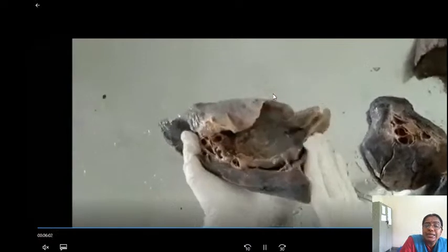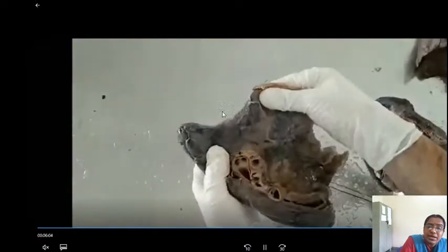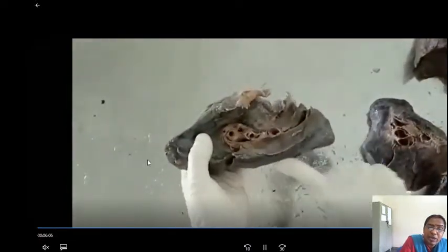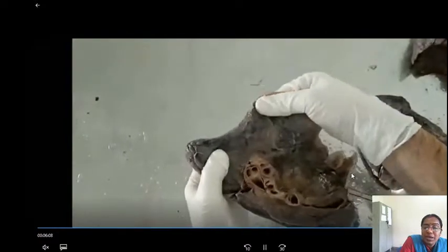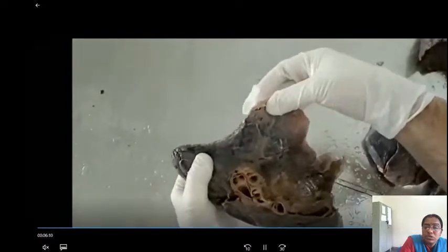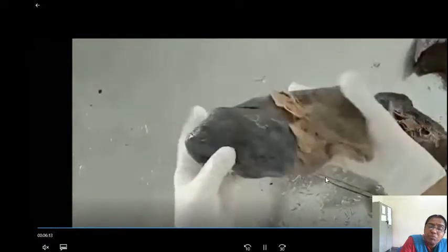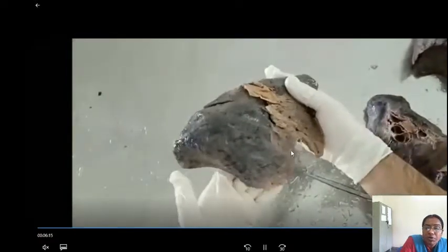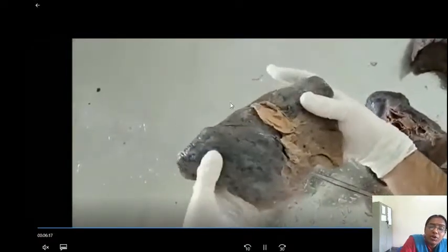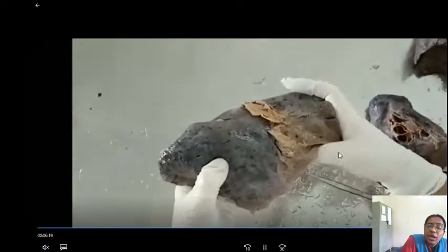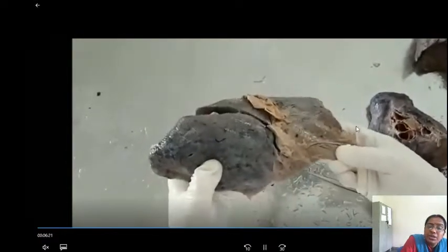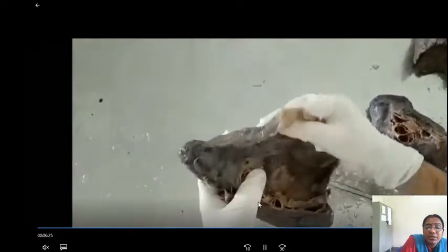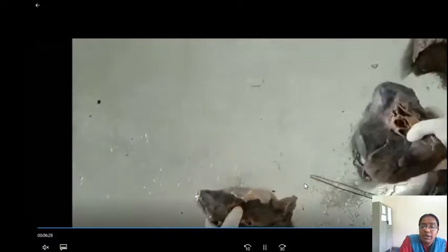So that is the anterior border. When you are determining the side, catch the lung in such a way that the apex faces upwards and the base downwards. This is the base, which is downward. This is the anterior border of the left lung, that border you are seeing is the posterior border, and beneath is the inferior border. So this is the left lung.